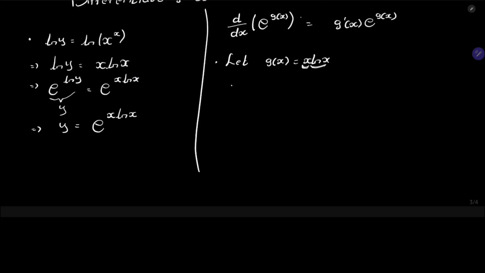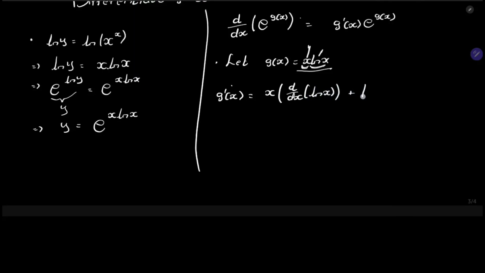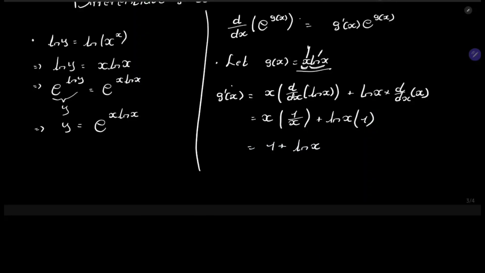And if we recall our product rule, what does it state? The product rule states that the differential of this term is this times the differential of this plus this times the differential of this. So this implies that g prime of x is equal to x times the differential with respect to x of ln x plus ln x times the differential with respect to x of x. What is the differential of ln x? The differential of ln x is 1 on x. And what is the differential of x? 1, which gives us 1 plus ln x.